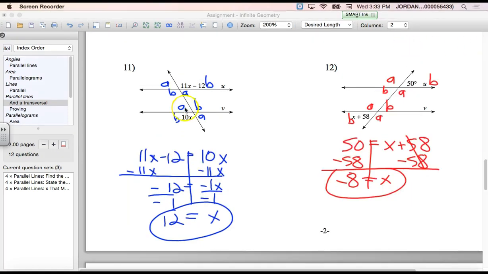All right, so as you can see here, we labeled them A's or B's. Both of the expressions were B's, so we set them equal. When we set them equal, we need to subtract 11x. We get negative 1x, divide by negative 1, so x equals 12. Then over here on number 12, same thing. They should be equal, so we set them equal to each other. Subtract 58 to get x by itself, and we get x equals negative 8.